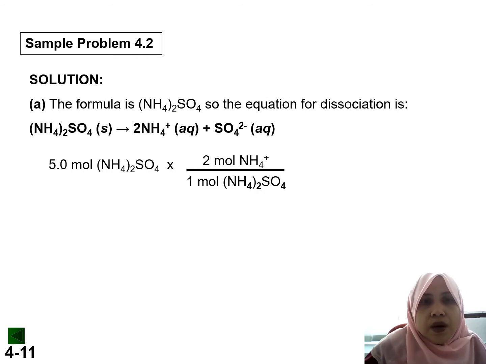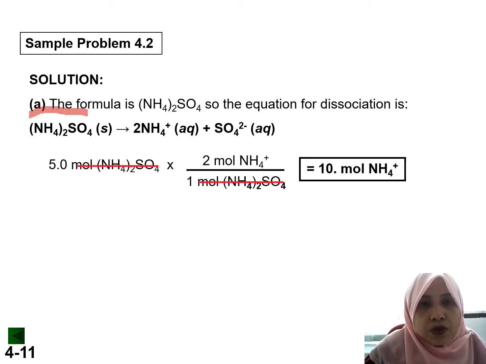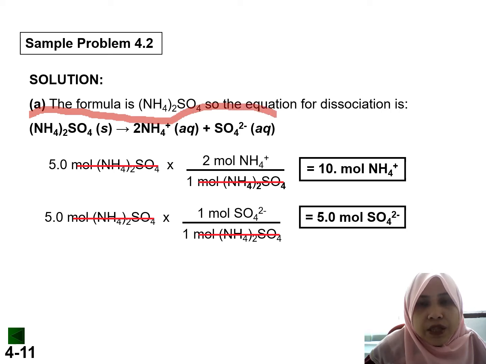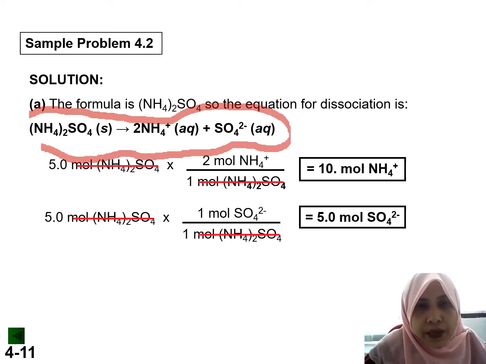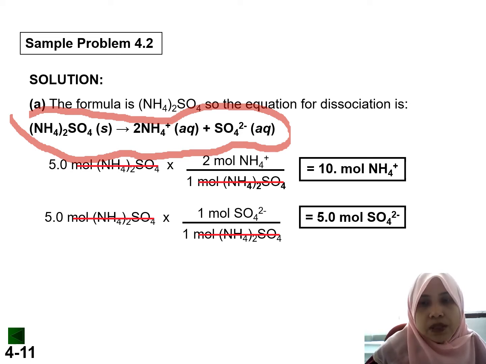Okay, let's see the solution. We need to write the equation for dissociation. Then we can get the ammonium and sulfate, the cation and anion. From this equation, we can see that 2 mole of ammonium is produced from 1 mole of ammonium sulfate. How about 5 mole ammonium sulfate will produce how many mole of ammonium?